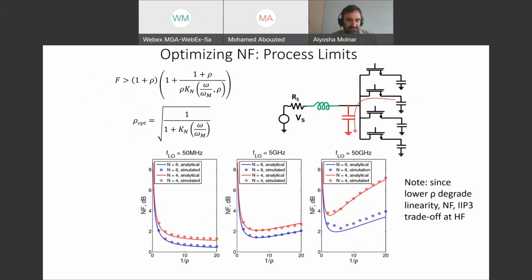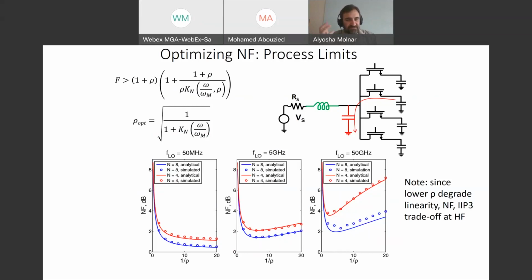And so if I look down below, these are just some simulations with the math overlaid. And what we'll see is that as we sweep rho, at low frequencies, as we make rho smaller, the noise figure just gets better. But as I go to higher frequencies, so now 5 or 50 gigahertz, that's no longer true. As I make rho smaller, at some point I actually get a worse noise figure, in part because as I make rho smaller, I automatically make the transistors wider and therefore make the parasitic capacitance worse. And so that suggests that at higher frequencies, for optimal noise figure, there's actually some optimal rho that you want to hit, not just making it as small as possible.